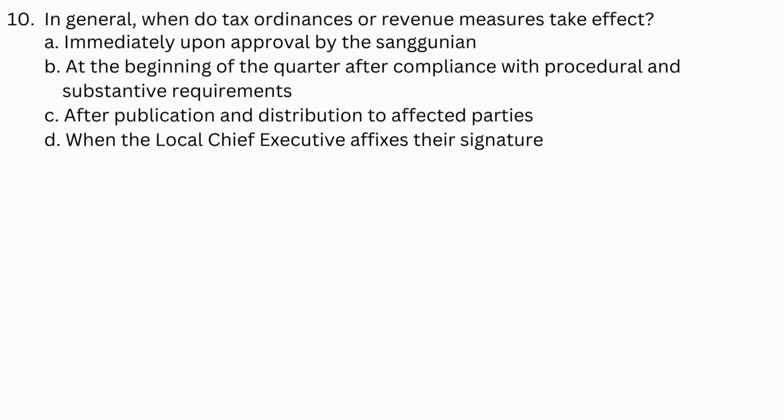Number 10, in general, when do tax ordinances or revenue measures take effect? A. Immediately upon approval by the sanggunian. B. At the beginning of the quarter after compliance with procedural and substantive requirements. C. After publication and distribution to affected parties. D. When the local chief executive affixes their signature.